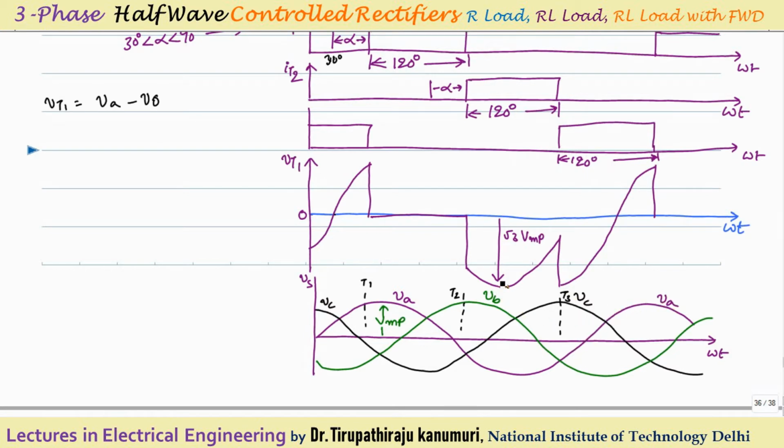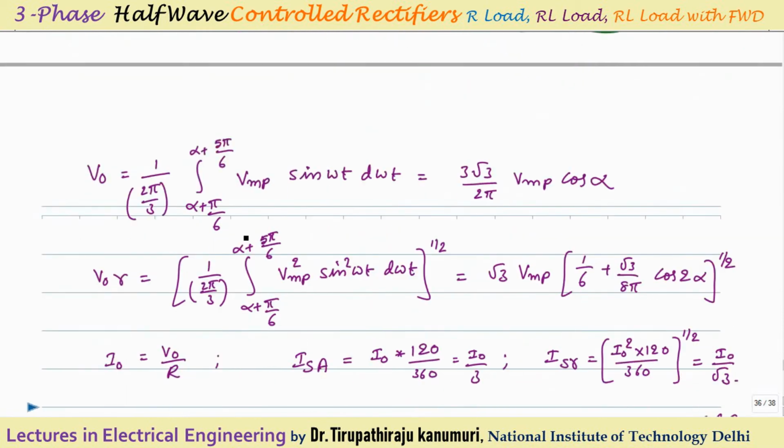So that means we can tell that the voltage across a thyristor is nothing but the line voltage, or voltage between two phases. So what will be the maximum value it can go up to? It can go up to root 3 times of VMP. So I can tell that the peak inverse voltage across each thyristor will be root 3 times of the phase value. It will go up to the line voltage. I hope this is clear up to now.